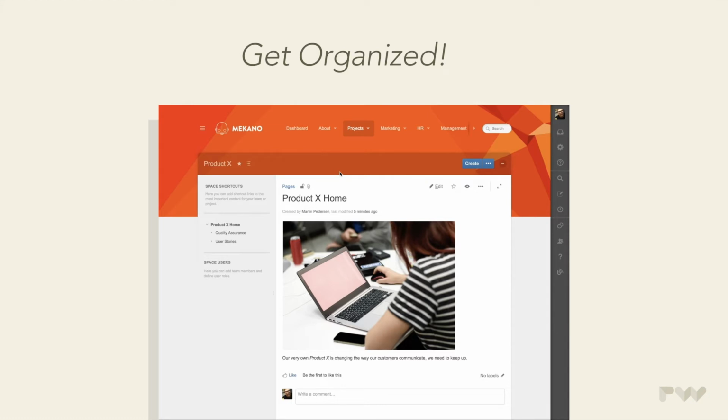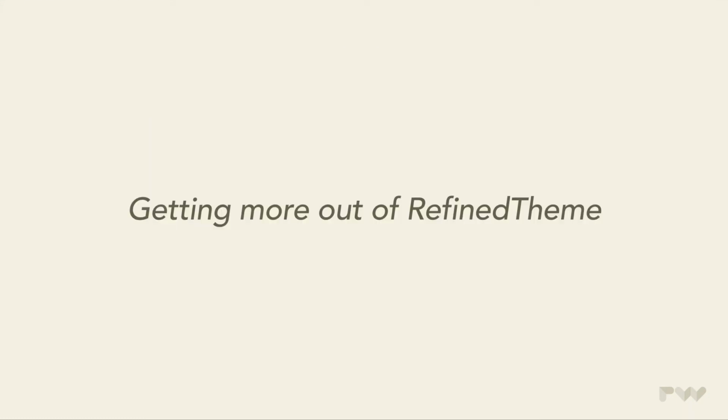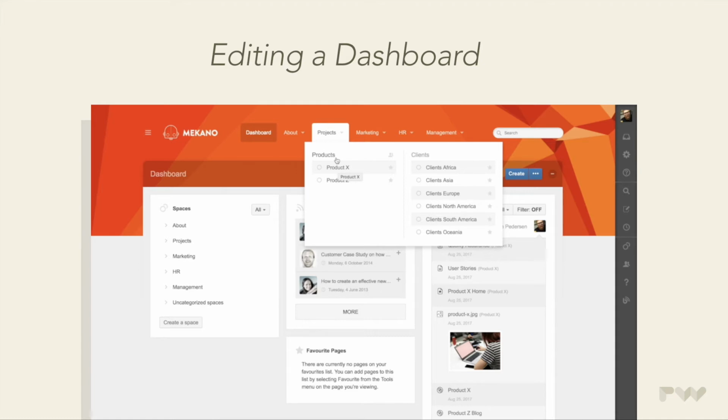All right, so basics are done. Let's have a look at some more advanced stuff in RefinedTheme. And the first thing I want to get back to is the dashboards. So like I said earlier, this is the main dashboard. It sort of replaces the main dashboard from vanilla Confluence, and it adds some features. As you can see, this is a 3-column layout, and we want to replicate that in our category home for the products category.